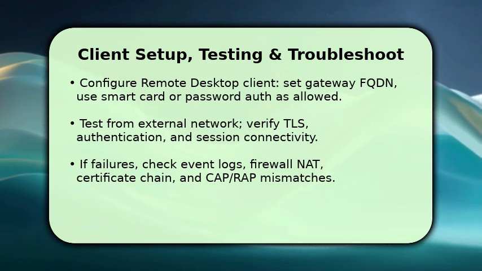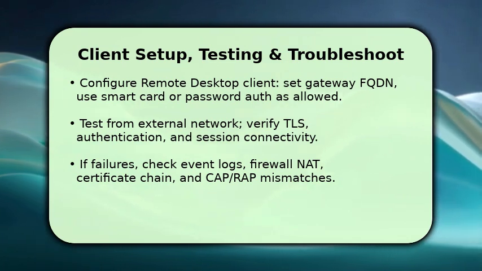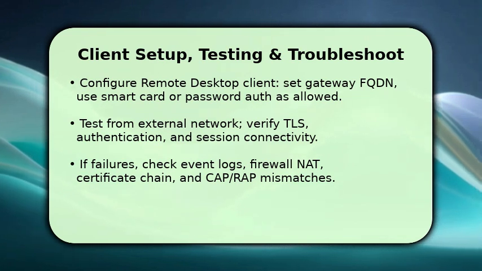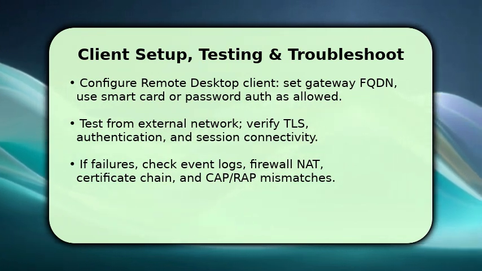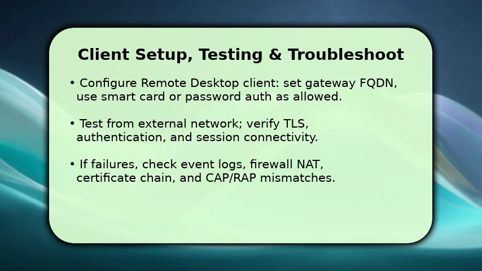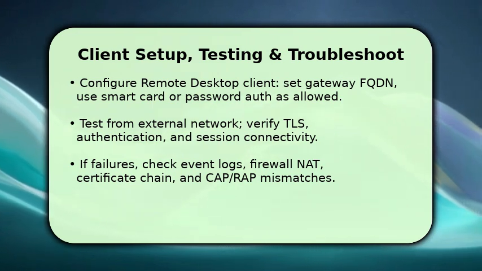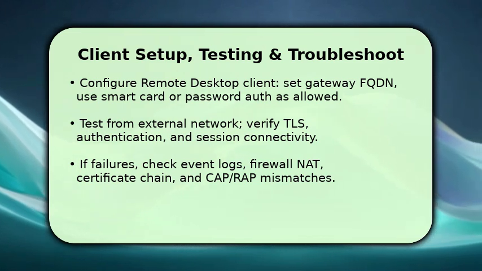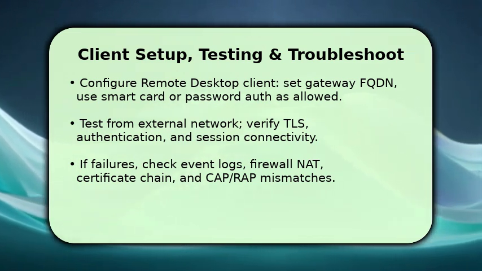If something breaks, start troubleshooting in this order: RD Gateway and System Event Logs, Firewall/NAT rules for TCP 443, Certificate Chain Trust on the Client, and finally CAP/RAP mismatches or AD group membership. Fix the first failing item and retest.